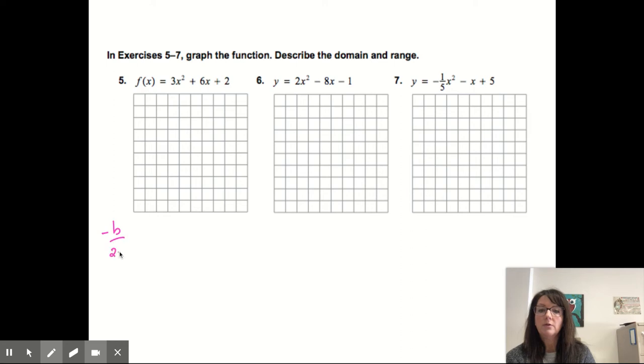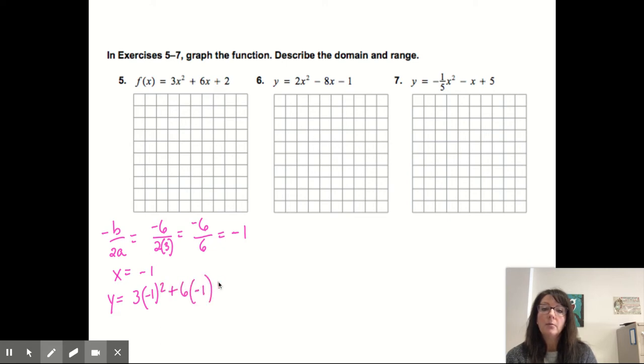Negative b over 2a for number 5 is going to be negative 6 over 2 times 3. So negative 6 over 6 equals negative 1. All right, so the axis of symmetry is negative 1. So x is equal to negative 1. If x is equal to negative 1, what does y equal at our vertex? So 3, and then we'll take our negative 1 and square it, plus 6 times the negative 1 plus 2. So 3 times 1 is 3, minus 6 plus 2. So we'll have negative 3 plus 2 is going to be negative 1. So y is equal to negative 1. So we have a vertex of negative 1, negative 1.